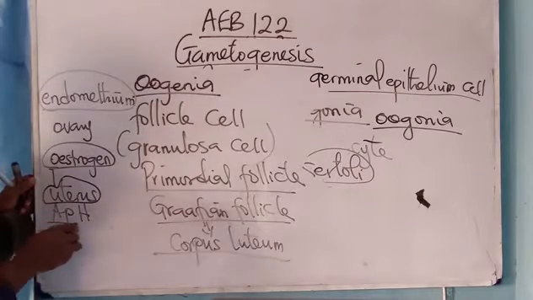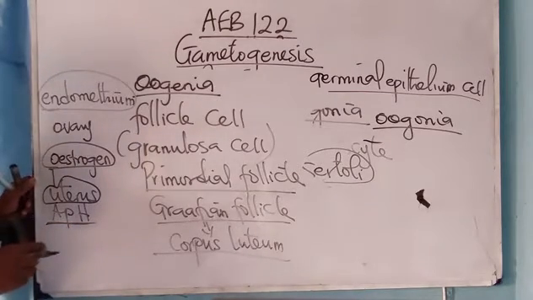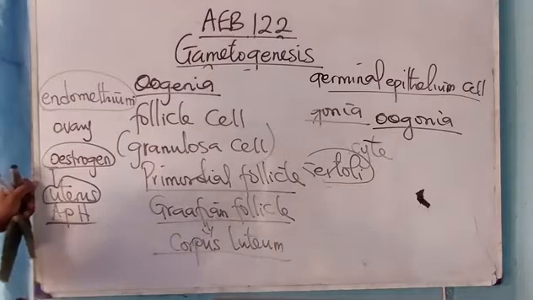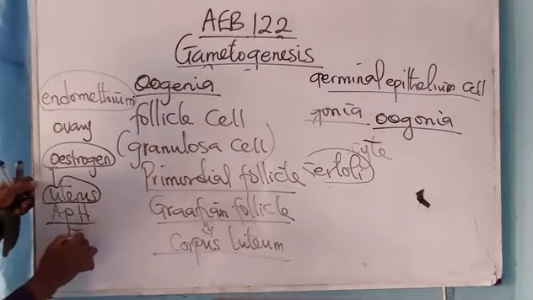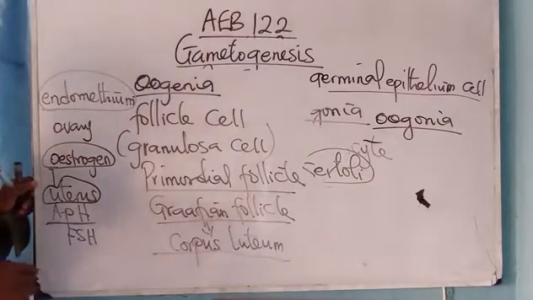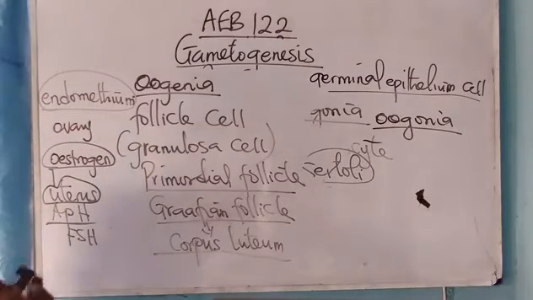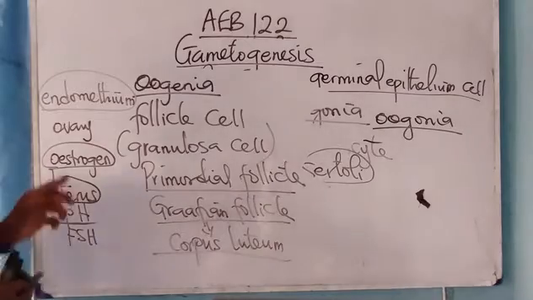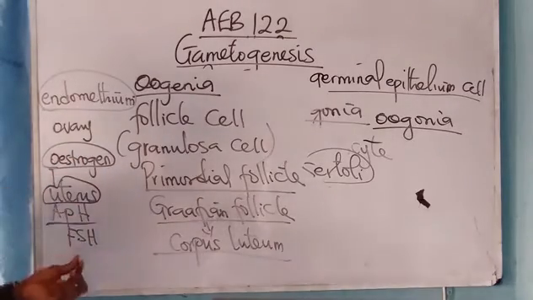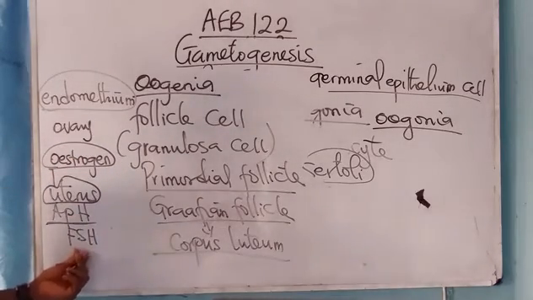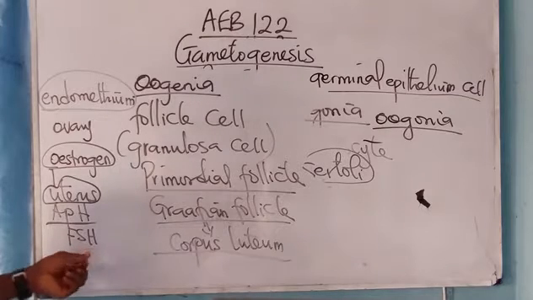Then, in the anterior pituitary, it inhibits the production of what? The follicle stimulating hormone. It inhibits the follicle stimulating hormone. In the anterior pituitary gland, which of these is a function of the estrogen? It inhibits the production of follicle stimulating hormone. Take note of that.